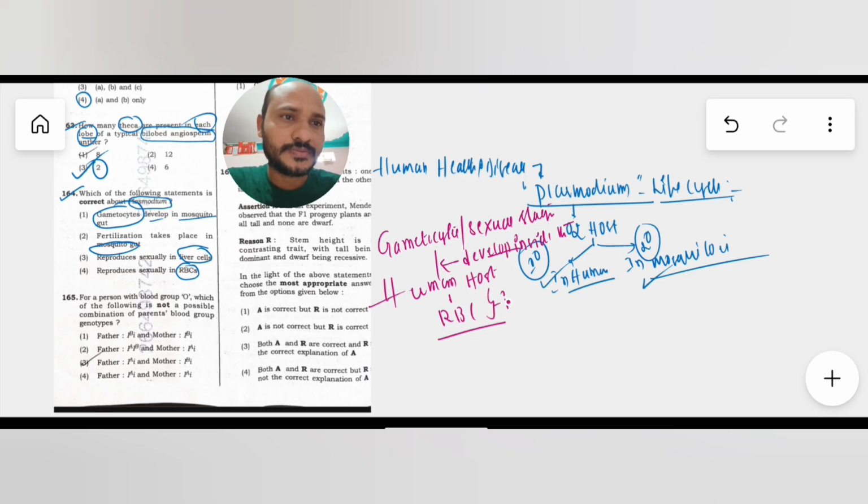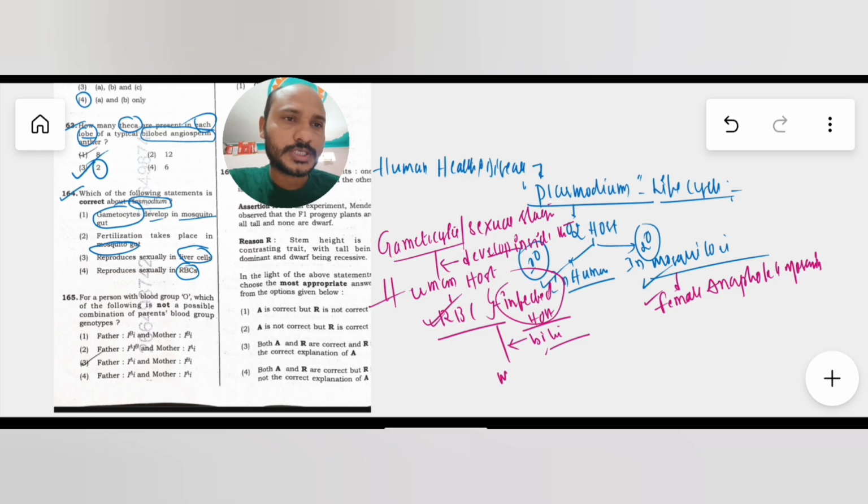Okay, why? Because only in RBC does this gametocyte development take place. So what happens when a female Anopheles mosquito bites the infected person? These gametocytes present in the RBC of the human enter the mosquito body.